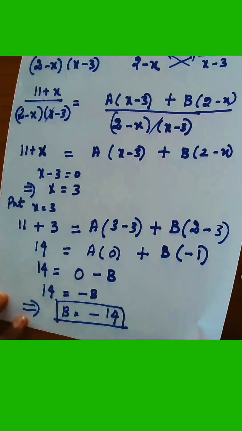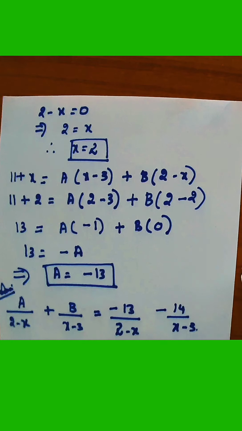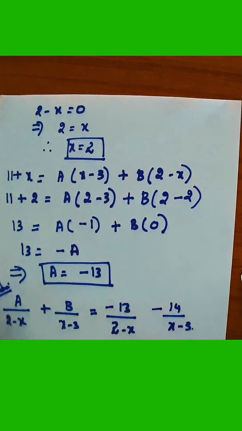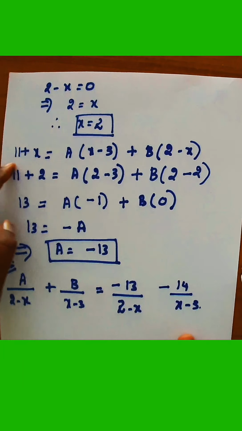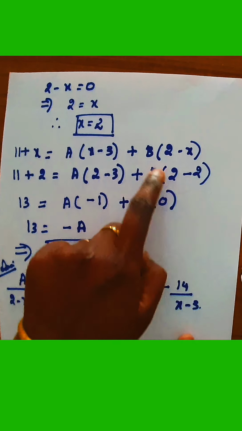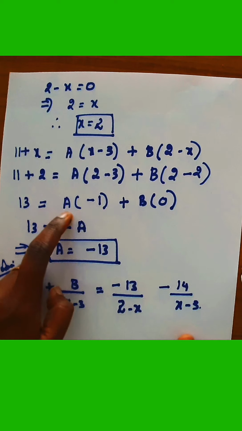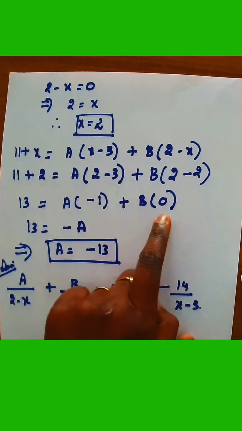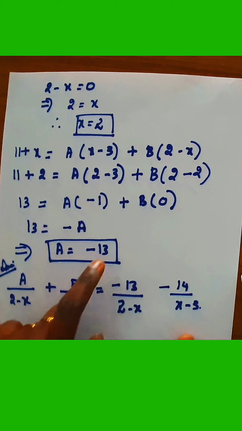And so students, next we have to find the value of a. In order to find the value of a, we'll equate the next term, that is 2 minus x, to be 0. When I equate 2 minus x to be 0, the value of x will be 2. Substitute in this equation. So here a into 2 minus 3 plus b into 2 minus 2. On the left hand side you have 11 plus 2, which will give you 13, equal to a times 2 minus 3, which is negative 1, plus b times 2 minus 2, which will give you 0. So this term will vanish. a into minus 1 is negative a, is equal to negative 13.